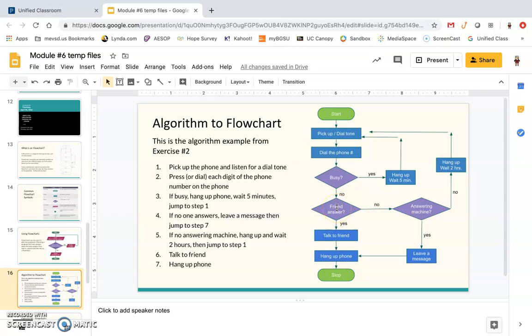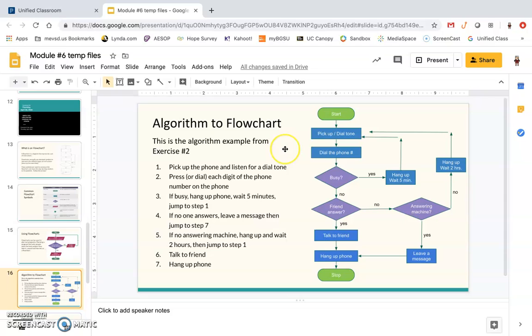Or, did your friend answer? No. Is there an answering machine? Yes. Leave a message, hang up the phone, stop. And then the final flow that could happen here is if your friend did answer, you're going to talk to your friend, you're going to hang up the phone, and stop.